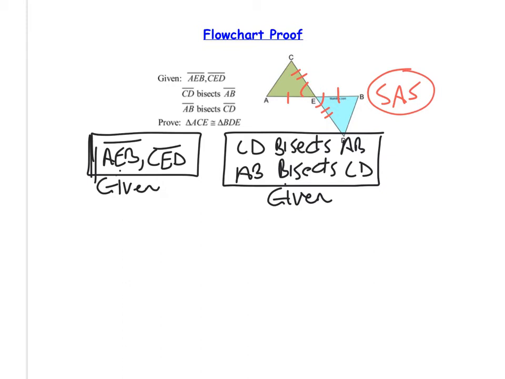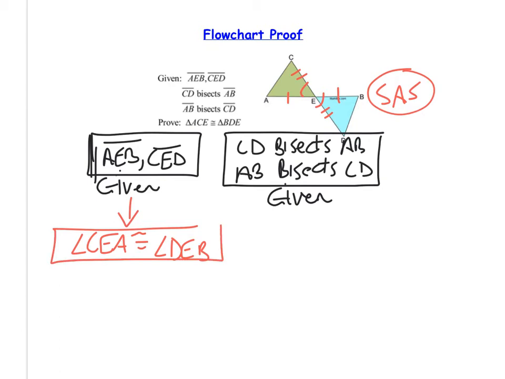So for example, on the left here we have intersecting lines. That is giving us the vertical angles. So we have angle CEA congruent to angle DEB. That's a statement. It gets boxed. And we provide our reason. Vertical angles are congruent.